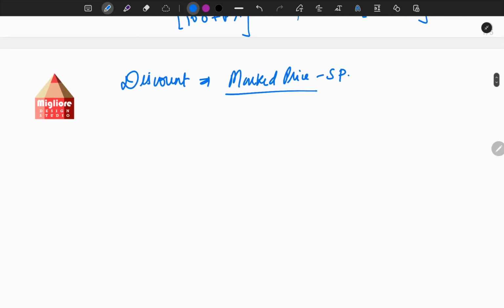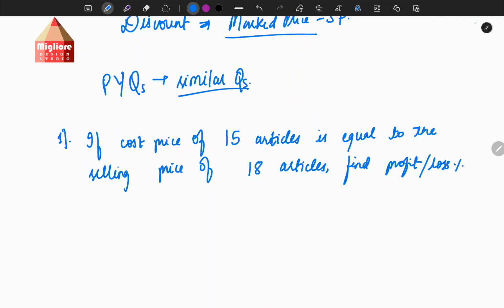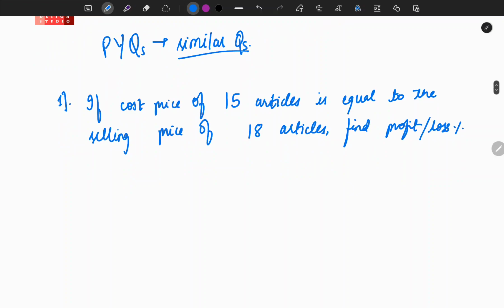Now I am going to focus on PYQs, but I'm going to give similar questions, like questions that can be expected in an exam. They are not precisely what the PYQ was, but similar to previous year questions. So my first question here is: if the cost price of 15 articles is equal to the selling price of 18 articles, find the profit or loss percentage.